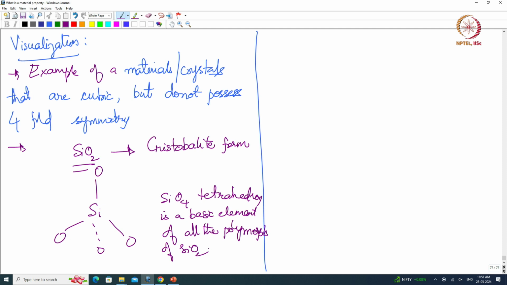Okay. Now depending on how you arrange these tetrahedra, right. So there is one tetrahedron here, there is T2, right. So I have to join T2 to T1, I have to join T3 to T2 and so on and so forth. I get different phases, and different phases have different symmetries, right. So for example cristobalite is one thing, right. So cristobalite has a point group that is 2 3, right. This is the underlying point group.